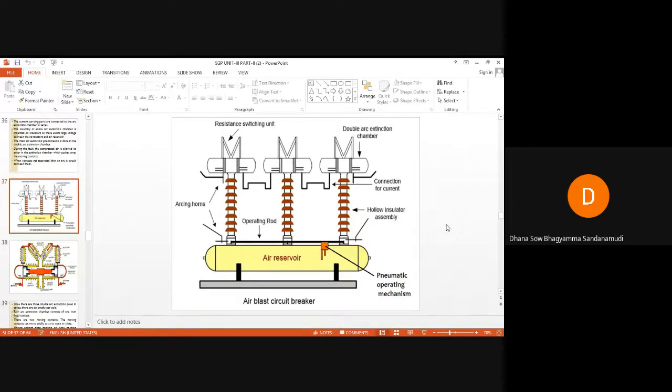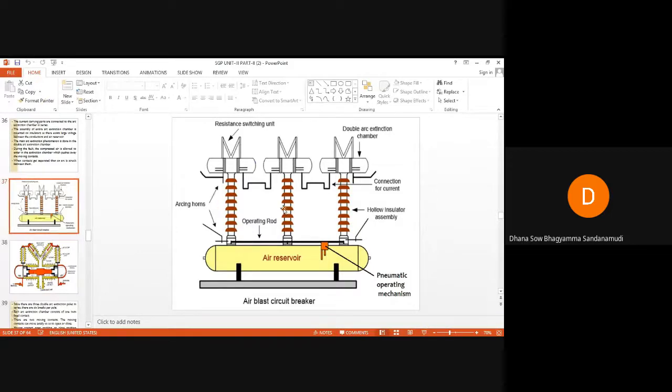The compressed air which has taken the ionized particles from the arc, these valves will let this air from these hollow insulators into the atmosphere. As a result, the pressure of the air in the arc extinction chamber, what will happen? It will drop down to the atmospheric pressure.